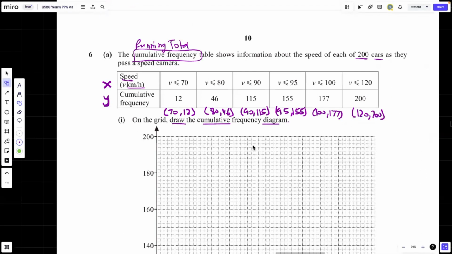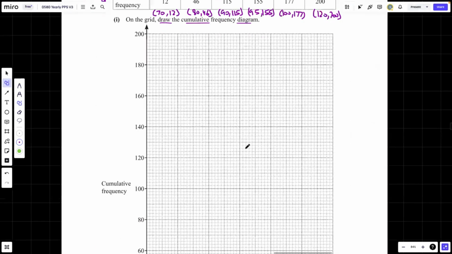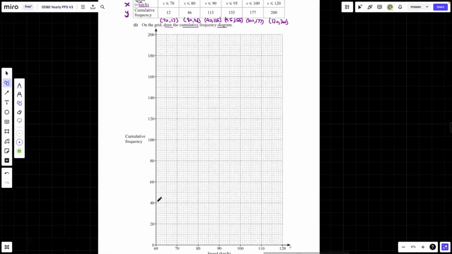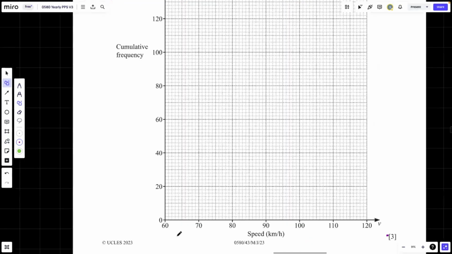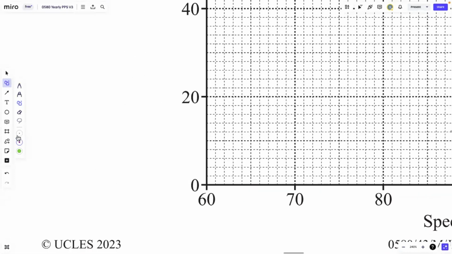Those are all the 6 points I need to mark, and then just draw them up with a curve, with a pencil. Use a pencil for diagrams, and you're good to go. The curve should be smooth though. So let's just mark them up. Now we need to read the scale carefully here and understand the scale for both axes.